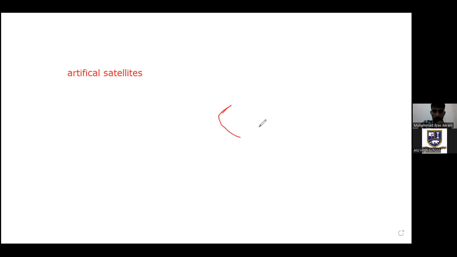So we can consider that this is our Earth, and here is a satellite that is revolving around the Earth in a circular motion of radius r, and here is the mass of Earth, and its radius is capital R. Okay, so this satellite is moving around the Earth in that direction and has a height h.